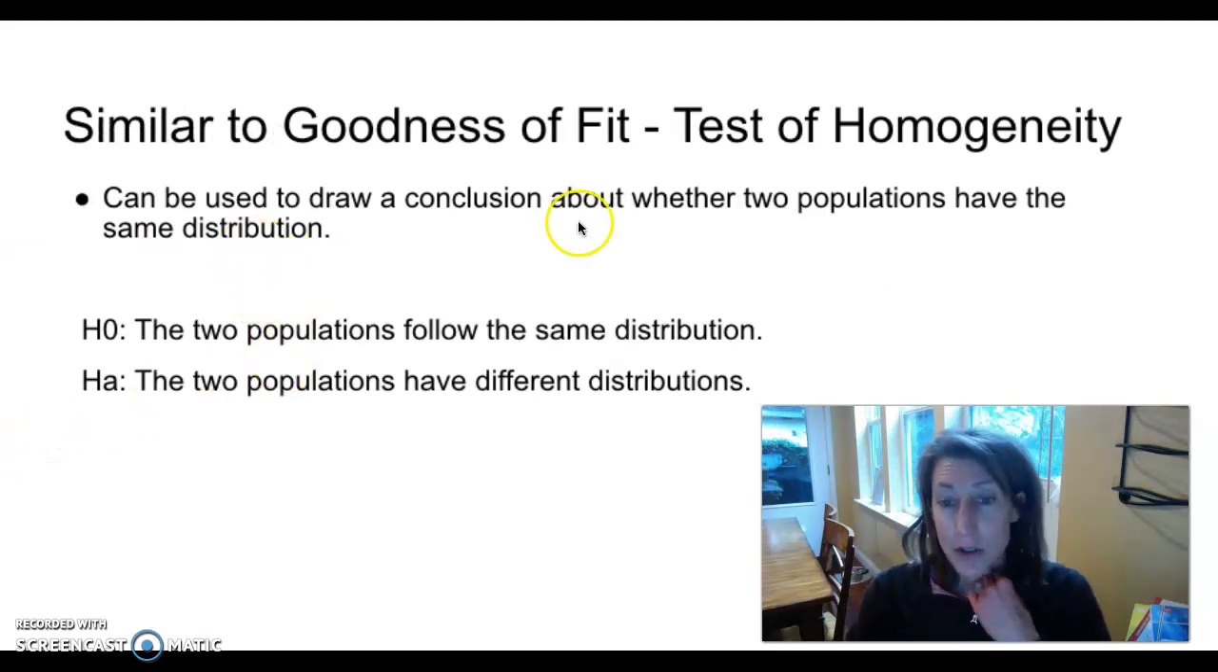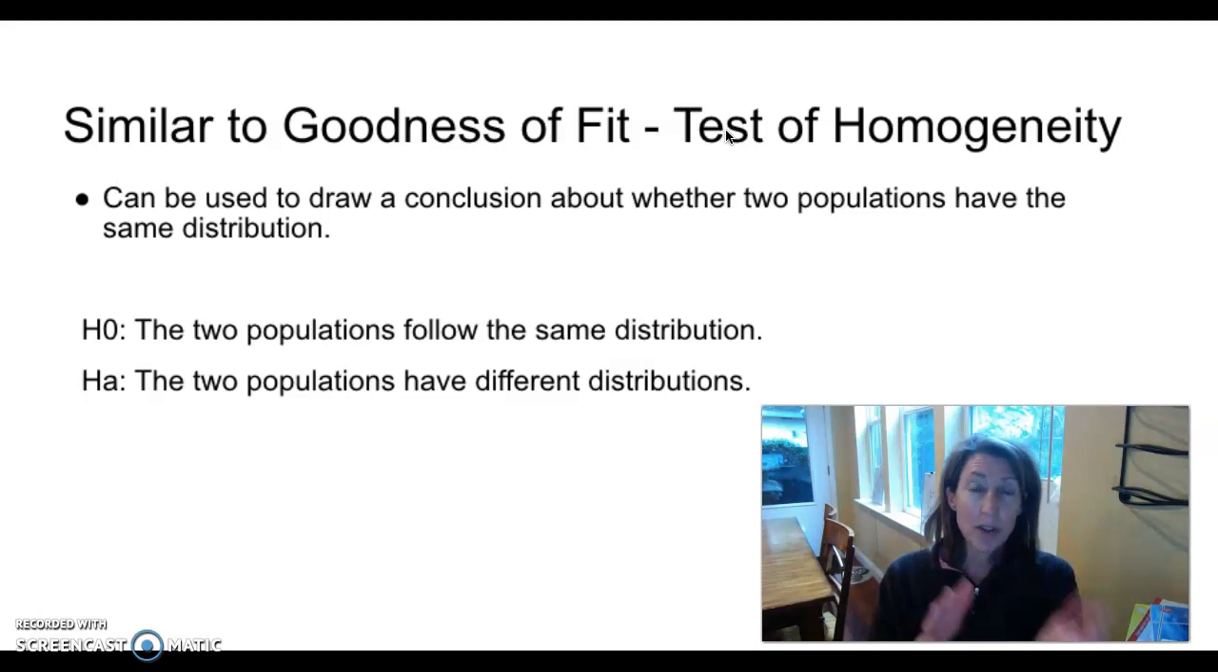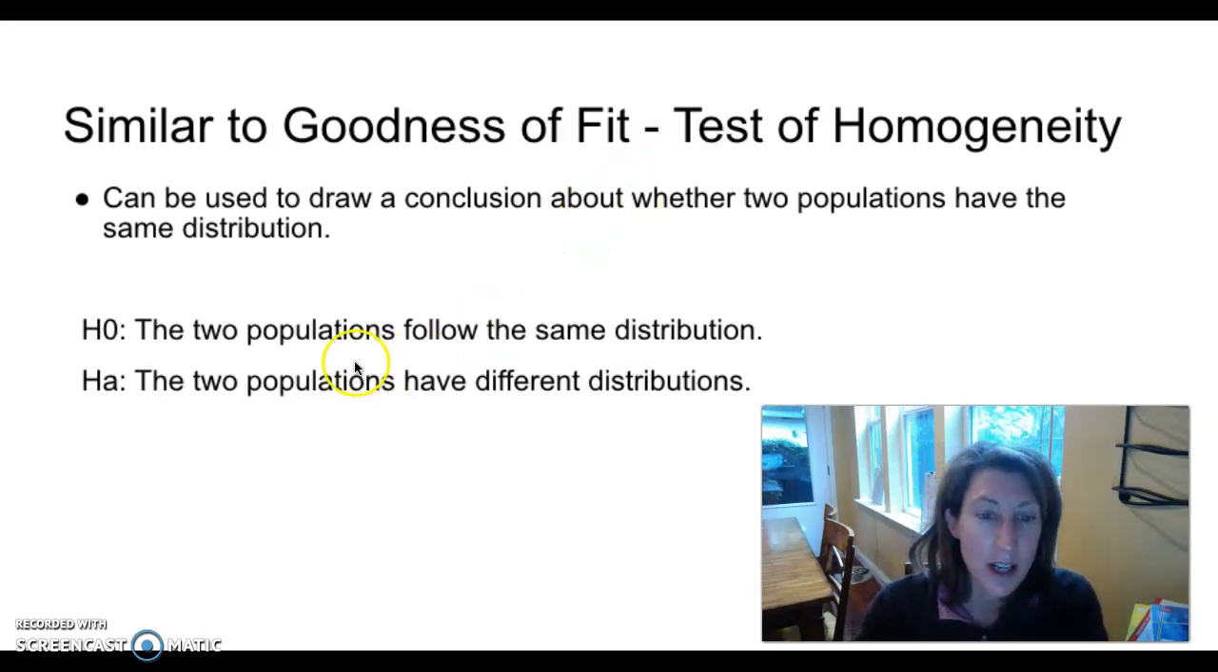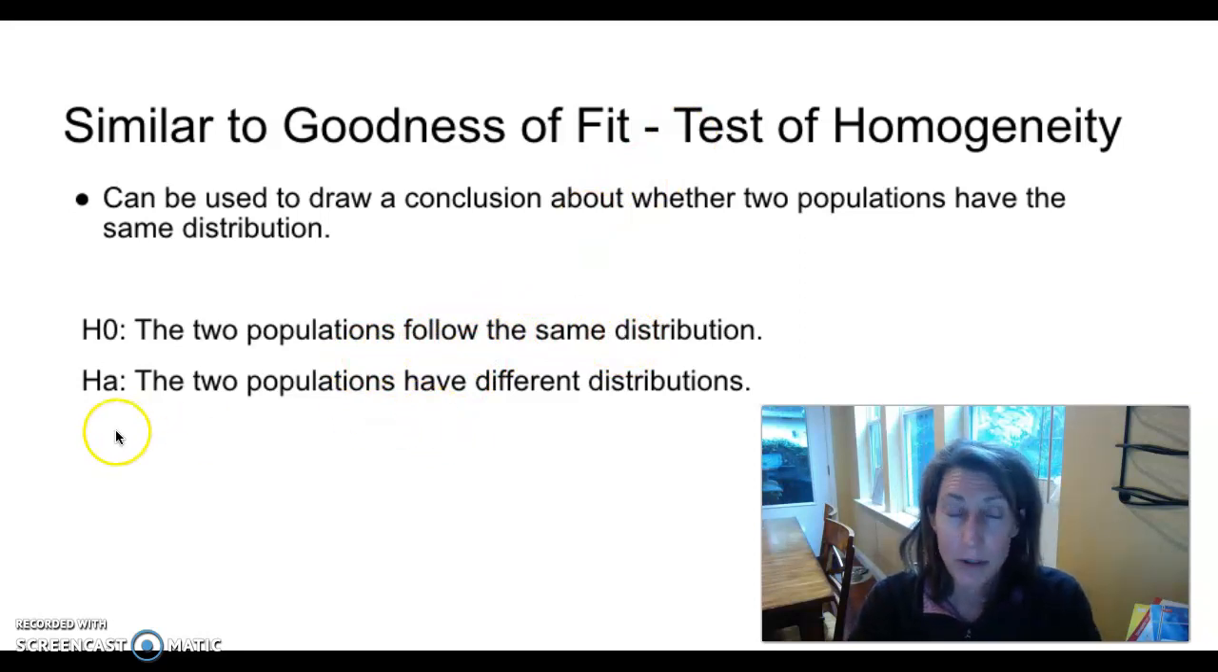So let's draw a conclusion about whether two populations have the same distribution. This is a different type of goodness of fit test. We call it a test of homogeneity. So now what we're trying to do is not just see if the observed or expected are the same. Now we're going to see if they're just the same distribution in its entirety. So it's a different flavor of this. You'll see it as the two populations are the same, the two populations are different. Again, we're using chi-square.